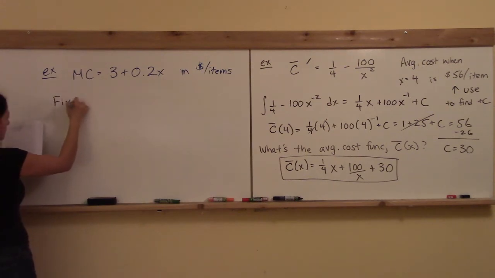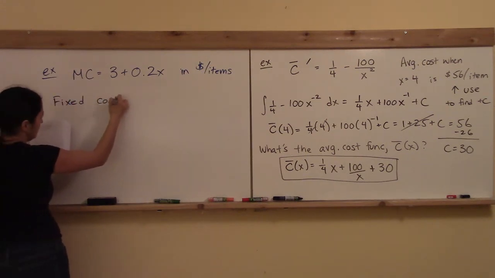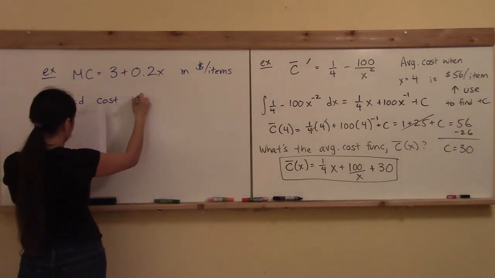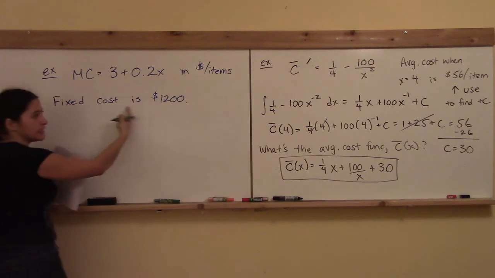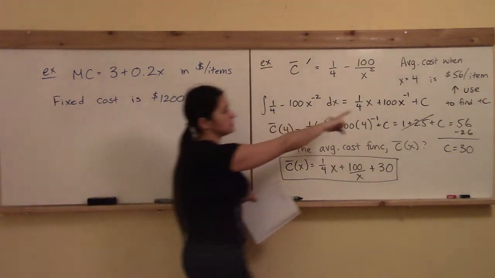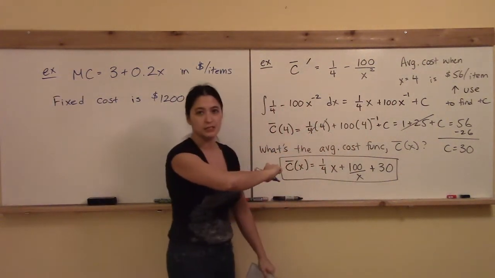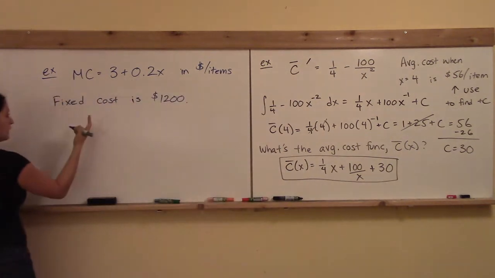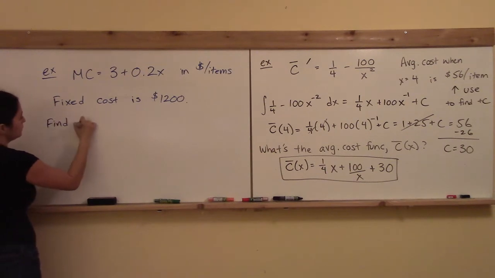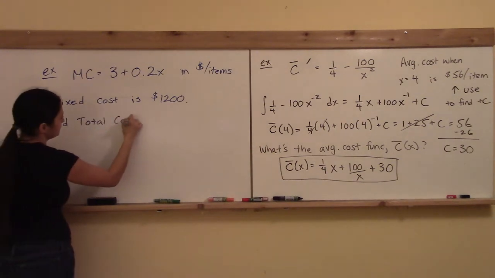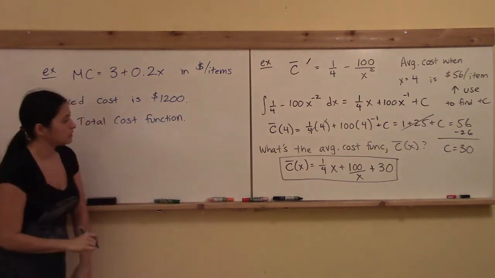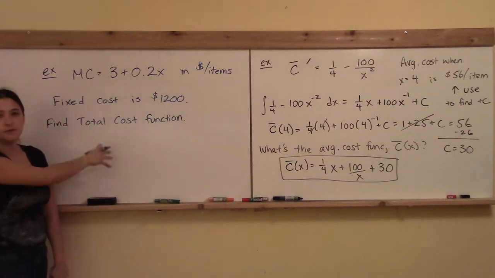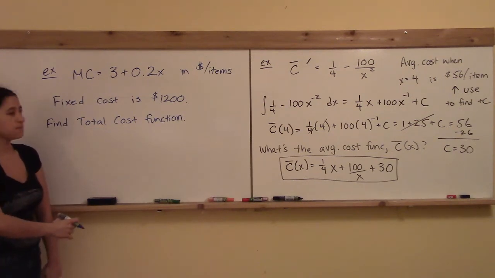Well, you're going to have to give me more information. Let's say the fixed cost for my business is $1,200. Okay, this is the statement right here, similar to this statement over here, that's going to allow me to solve out for the plus c. Okay, the fixed cost is $1,200. Now find the total cost function. I just switched colors because my black pen was running out of ink. Go for it. Go ahead and solve this one out.